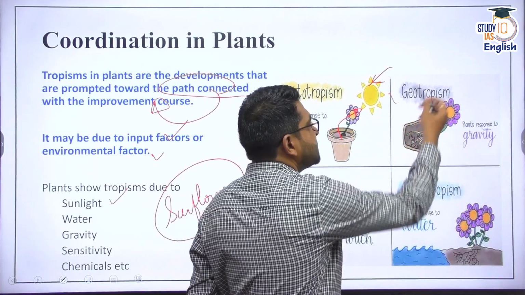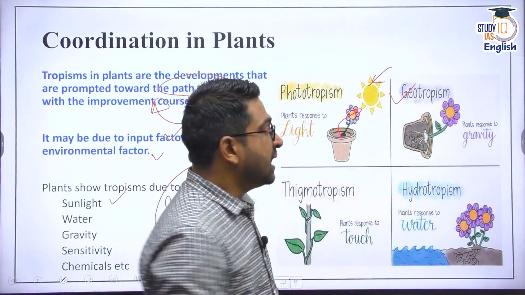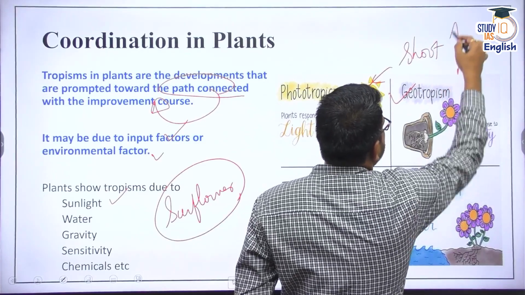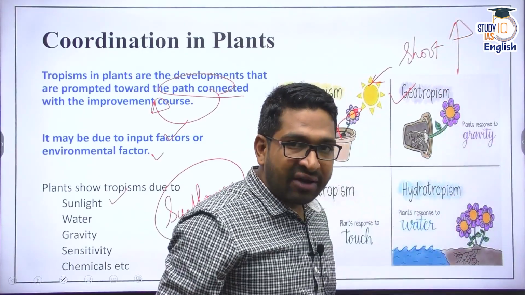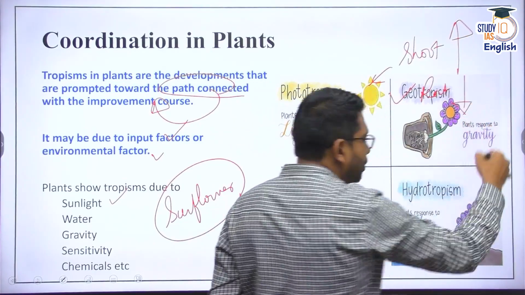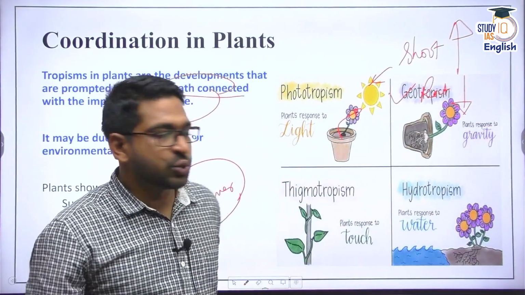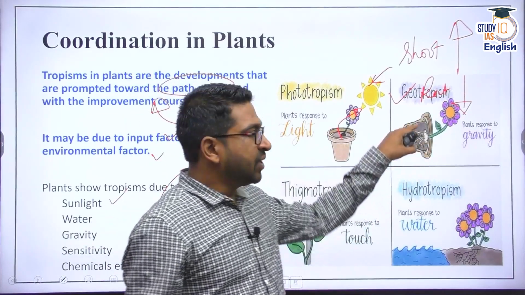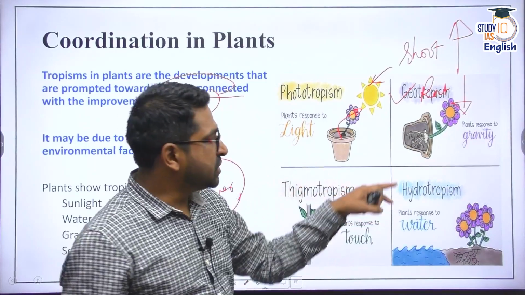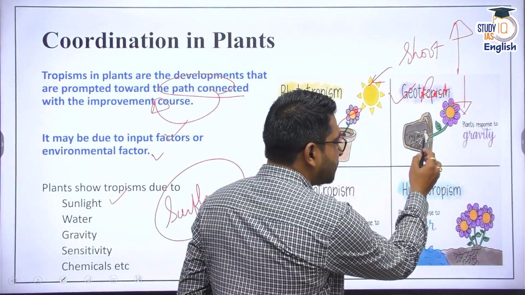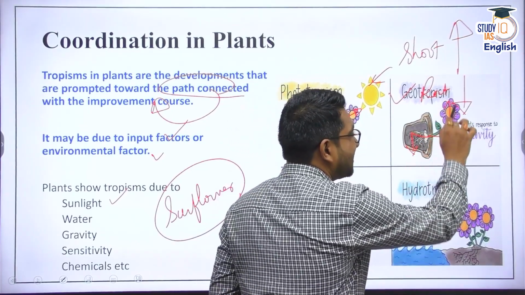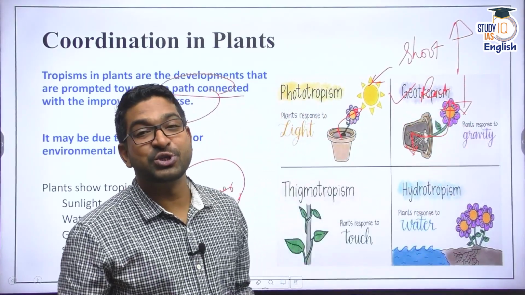Geotropism is a classic idea where you need to understand that the shoot always tries to grow against gravity, and the root always tries to grow towards gravity. So if your plant just falls down, you see that the roots will still grow in this direction, but the shoot will start growing in that direction. It's a response to gravity.